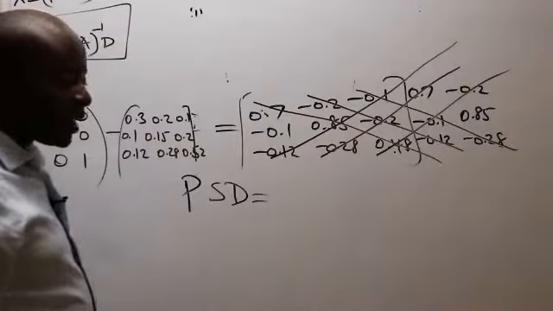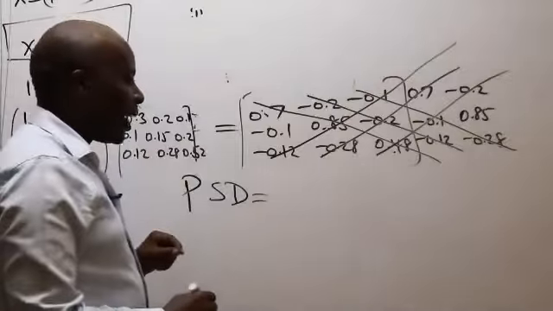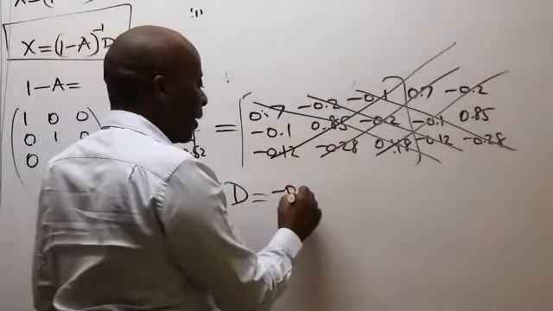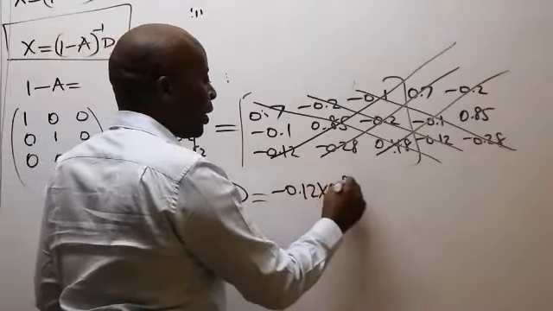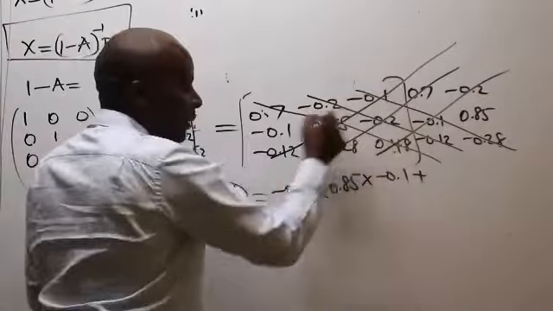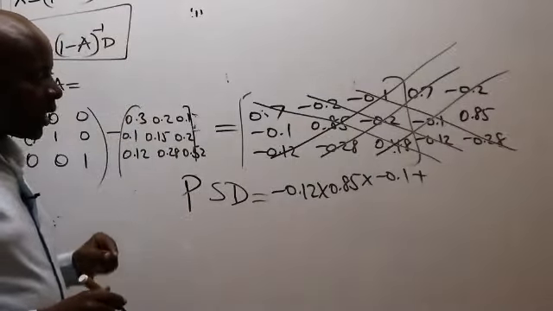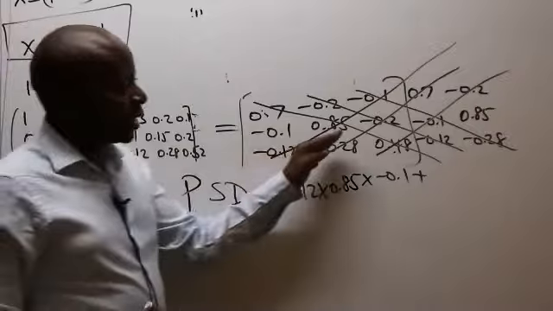So meaning that I've got to be very careful for me not to miss out on a sign. So we have here minus 0.12 times 0.85 times minus 0.1 plus.